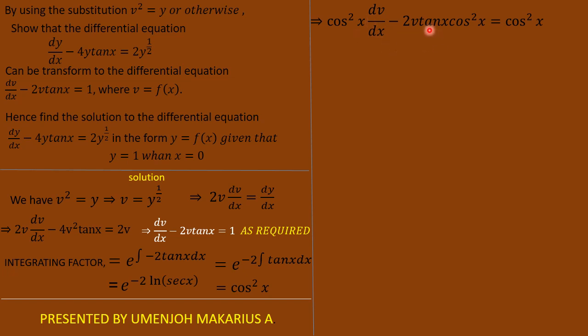Then since this is tangent x, tangent is sine over cos. One of the cosines can cancel here, so we are going to have -2 sine x cos x, which is simply the derivative of our cos squared of x here. So I can recognize this to be the derivative of v cos squared of x, all that on dx. I can recognize it to be like that because if we differentiate v cos squared of x, we simply get what we have on the left hand side here. This is exactly what we're going to have.